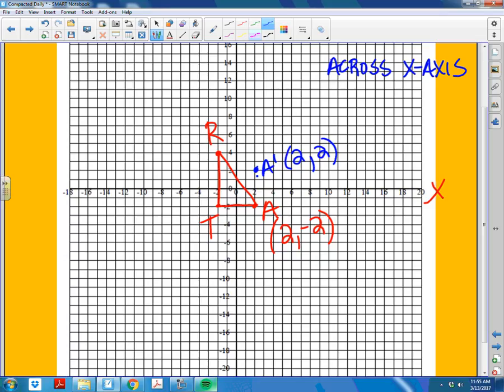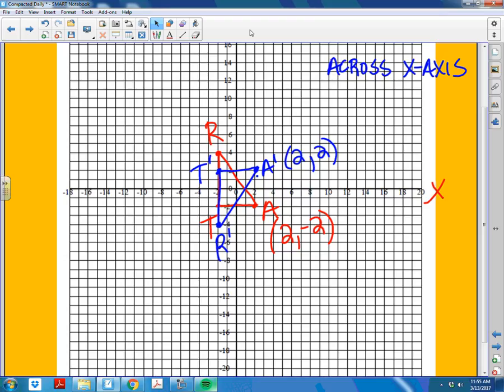It's flipped over the x-axis, which puts R, which is at -2, 4, where would it go? What's the only value that's changed when you flip across the x? The y. So it goes to -2, -4. That is R prime. And T, which is at -2, -2, goes right there. So our triangle is now reflected, or flipped, across the x.